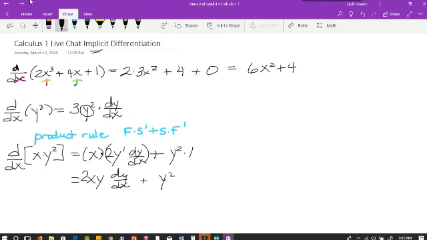All right, so the purpose of this little introduction where I showed you how to take the derivative when the variables don't match up is to achieve the goal of being able to do implicit differentiation. So what is implicit differentiation? Let's take a look.